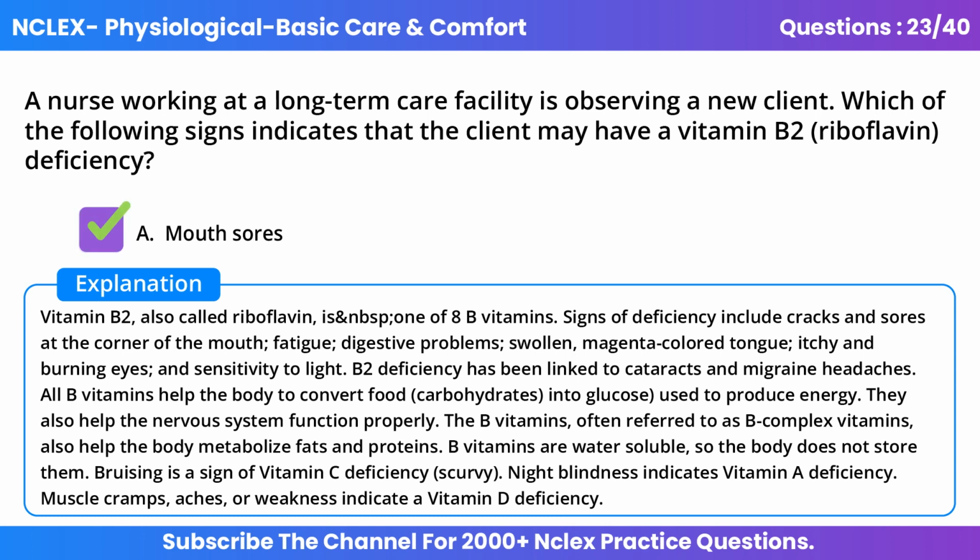Bruising is a sign of vitamin C deficiency, scurvy. Night blindness indicates vitamin A deficiency. Muscle cramps, aches, or weakness indicate a vitamin D deficiency.